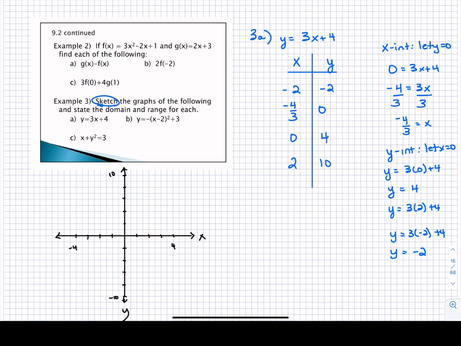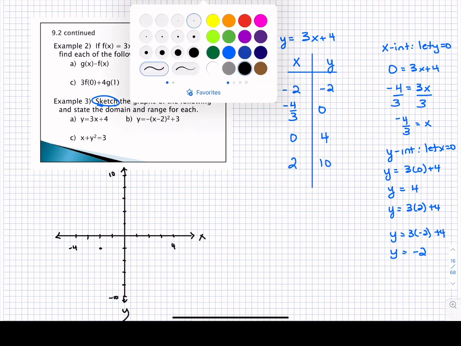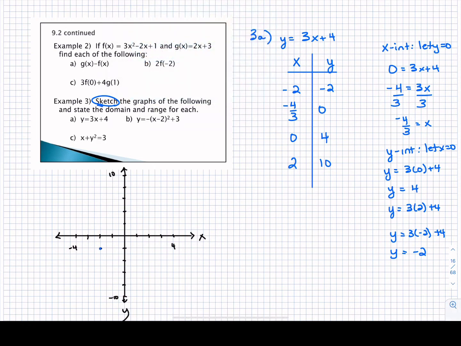There we go. So let's plot the points. We've got negative 2, negative 2. So when x is negative 2, my y value is negative 2. So we've got a point here. I'm just going to change colors of my pen here. So we've got 1 point.